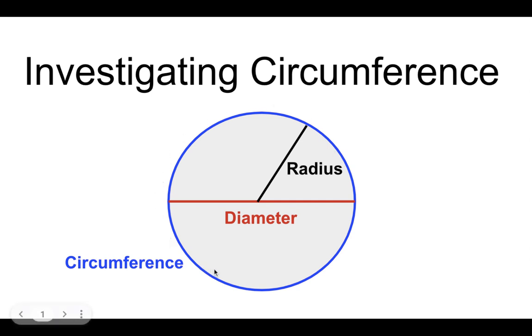If we were talking about a triangle or a quadrilateral or anything that has three or more sides, we would call it the perimeter. The diameter is the distance from one edge of the circle to the other edge of the circle going through the center, and the radius is the distance from the center to any point on the outside of the circle.